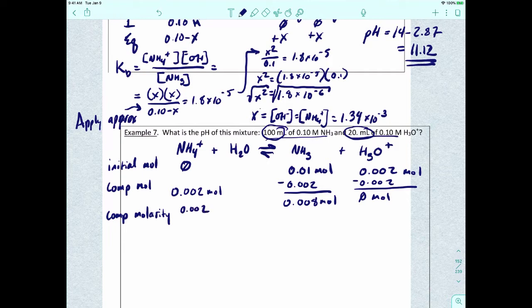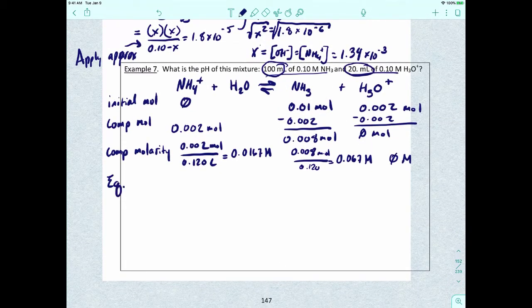So if we take 0.002 moles and divide it by 0.120 liters, or 120 milliliters, that gives us 0.0167 molar. For the NH3, that's going to be 0.008 moles divided by 0.120, which gives us 0.067 molar. And then for H3O+, 0 molar. Now the equilibrium molarity. Since NH4+ is on the left-hand side, that's going to be 0.0167 minus X. For NH3, that's going to be 0.067 plus X. And for H3O+, plus X.